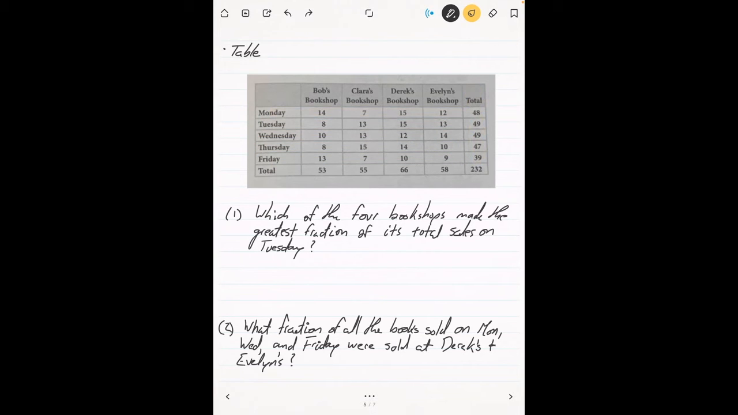So let's take a look at Wednesday. Wednesday, Bob sold 10 books, Clara sold 13, Derek sold 12, and Evelyn sold 14. In total, there were 49 sales on Wednesday. Take a look at Friday. At Friday, Bob sold 13, Clara sold 7, Derek sold 10, and Evelyn sold 9, for a total of 39 books sold. What this column is telling us is, over the days of the week, how many books were sold for each day across all 4 shops.